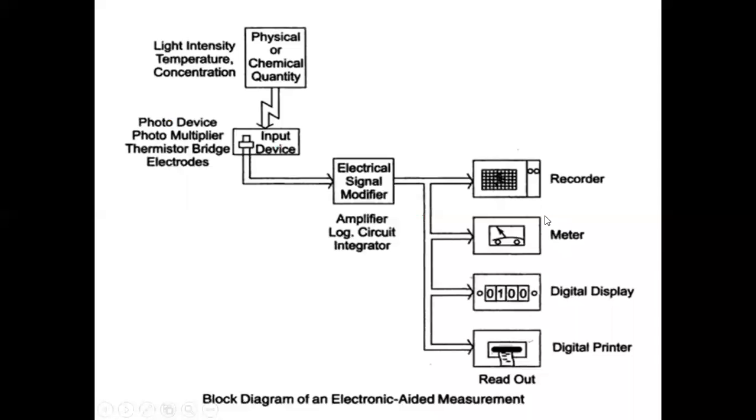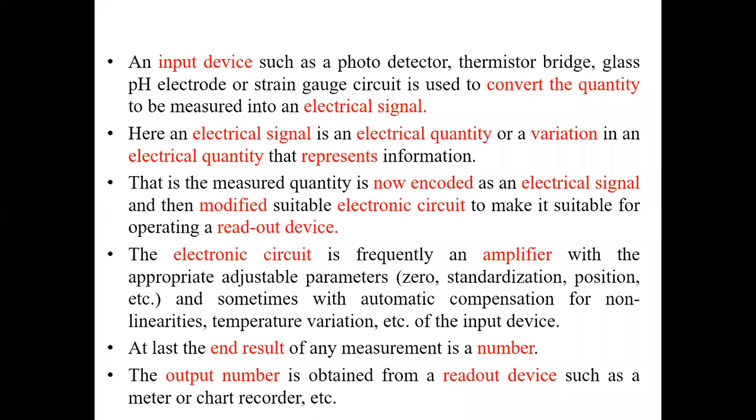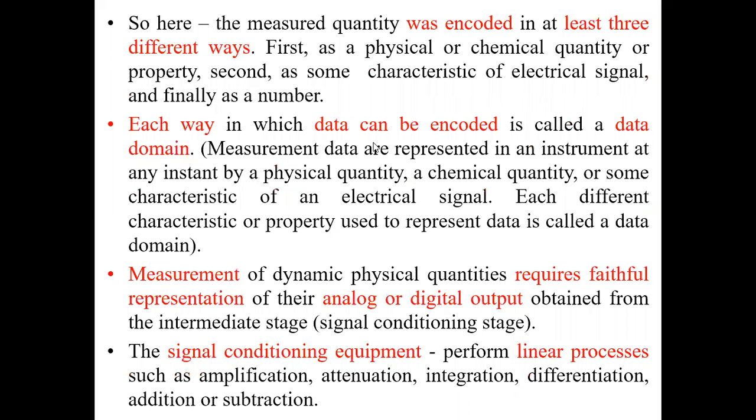Anyway, the transistors are used here. The ultimate, final result is nothing but a number. That is, the physical quantity has been converted into a number by the final device. Therefore, we have at least three modifications here: the physical quantity is converted to electrical, the electrical may be modified, and it may be converted to a number. In all these cases the representation of information has been changed, and therefore it is called the data domain.